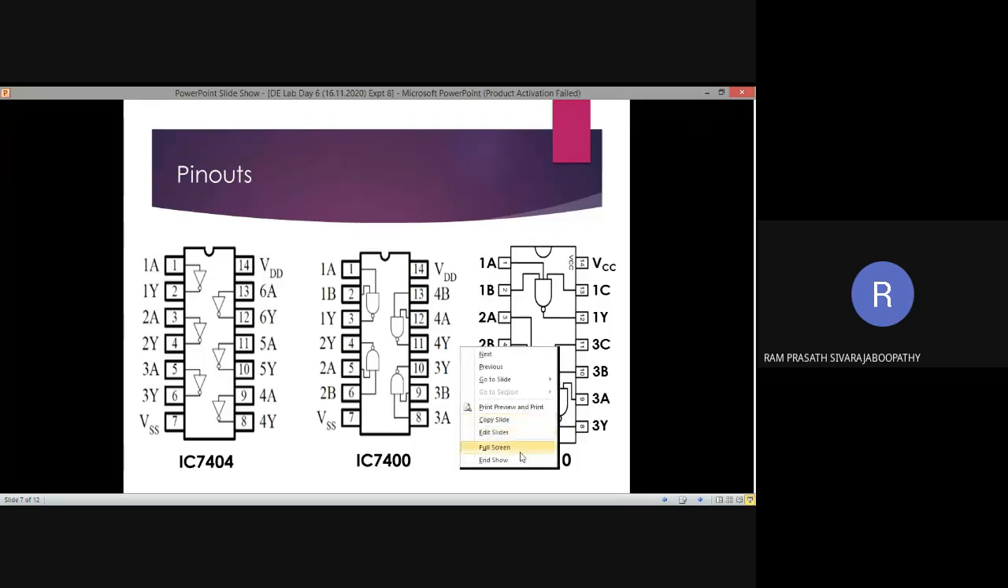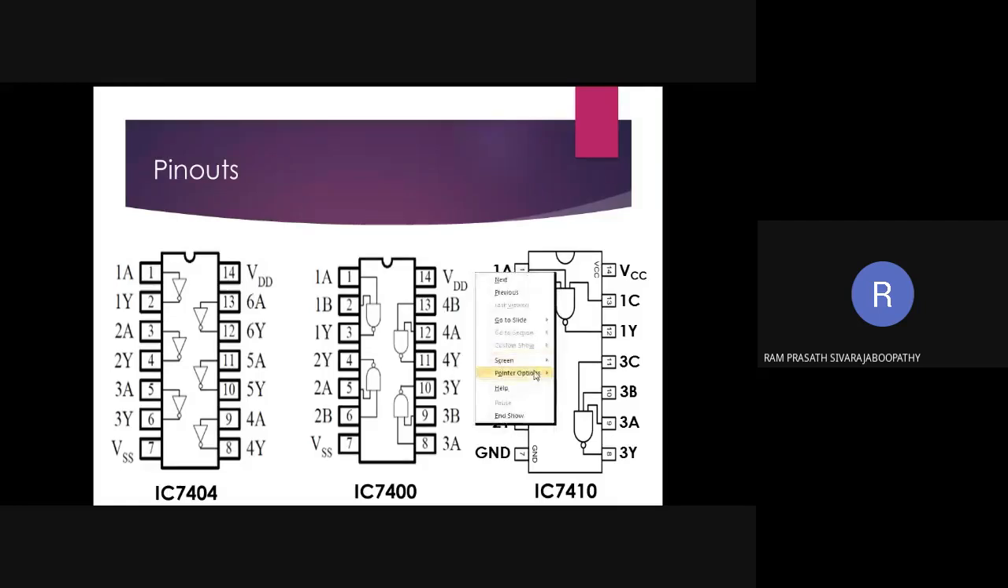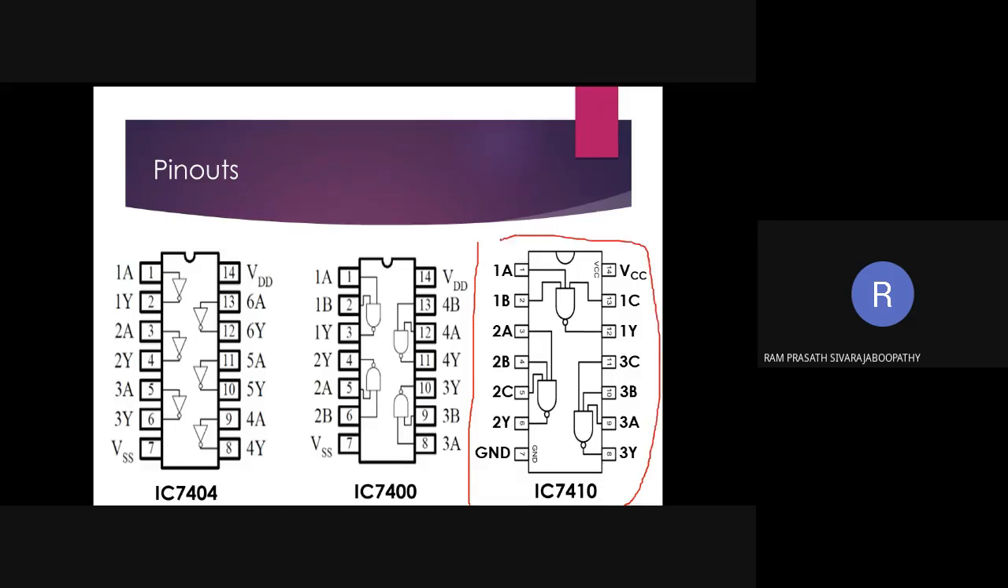Note it down and keep it. Kindly note down this one. IC 7410, which is a 3 input NAND gate. We need to look carefully. We give 1A, 1B, 1C is on this side, and 1Y is here. So this is one NAND gate.